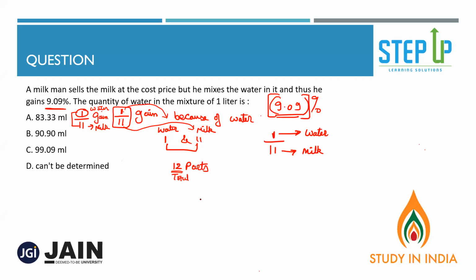So Manish is saying if that happens, then the milkman's business is going to shut down. Okay. I hope you are understanding the logic. By 9.09, this profit is because of water. So this one part is water and 11 parts is milk. So total quantity is 12 parts. Now they're saying water in a mixture of 1 liter. So water is what? 1 out of 12 parts. In total quantity, water is 1 part out of 12. So 1 by 12 into 100, your answer will be 83.33%.